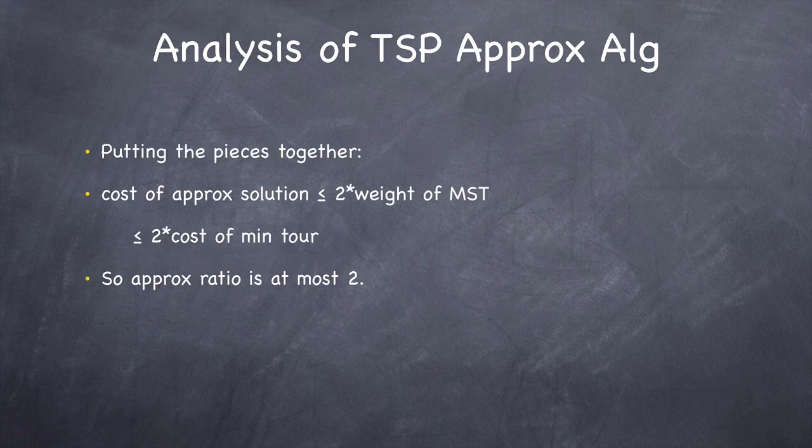So now let's recap what we know. The cost of the approximate solution is bounded by twice the weight of the minimum spanning tree, which is bounded by twice the cost of the minimum tour. So the approximate solution is at most twice the minimum tour, so the approximation ratio is at most 2.